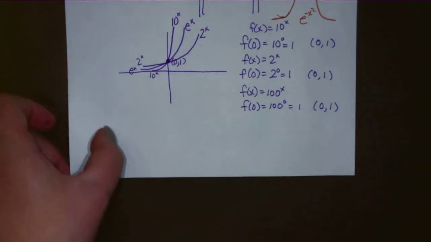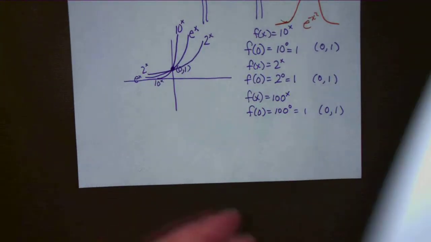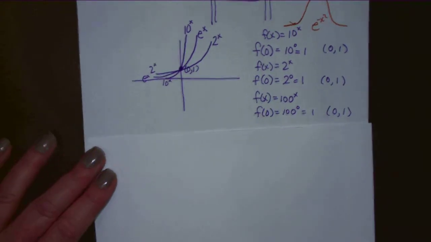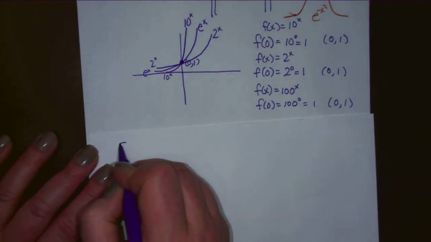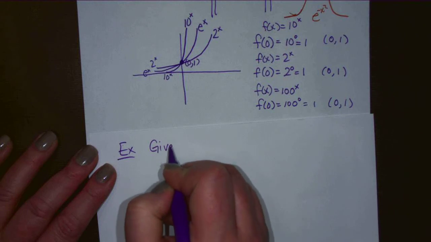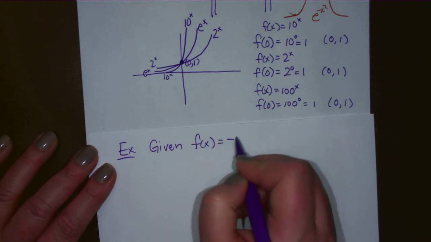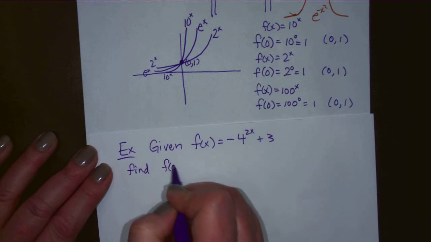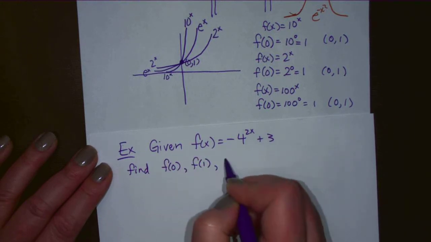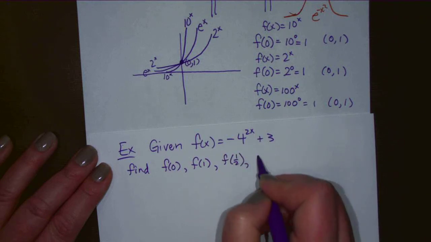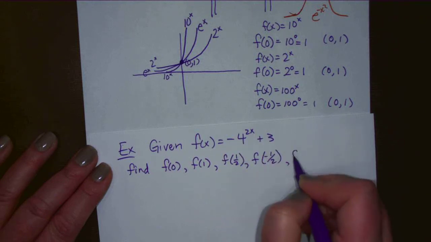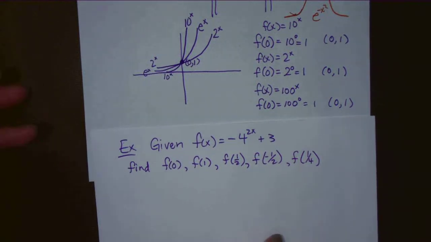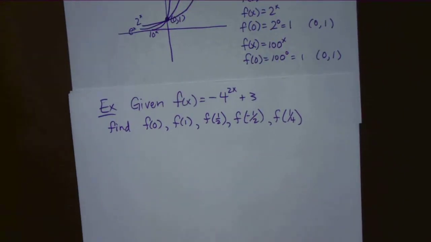Okay, so let's solve some equations. So first thing, I want to say an example. Given f of x equals minus 4 to the 2x plus 3, find f of 0, f of 1, f of 1/2, f of negative 1/2, and f of 1/4. So basically a table of values that I'm not writing as a table. We're just going to evaluate each one separately.